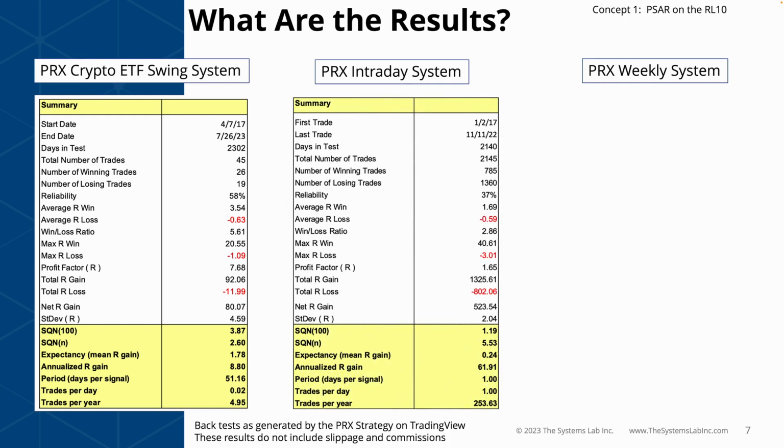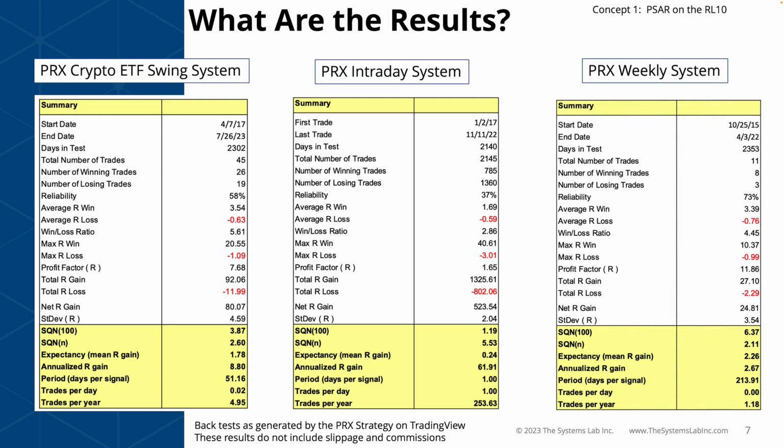For the PRX intraday system, the SQN is 5.53 on the SQN, which by Dr. Van Tharp's definition makes it a superb system, and he says few exist. It has an expectancy of 0.24, a reliability of 37%, and a win-loss ratio of 2.86 to 1. For the PRX weekly system, the SQN 100 is 6.37, which by Dr. Van Tharp's definition makes it a superb system, and he says few exist. It has an expectancy of 2.26, a reliability of 73%, and a win-loss ratio of 4.45 to 1.